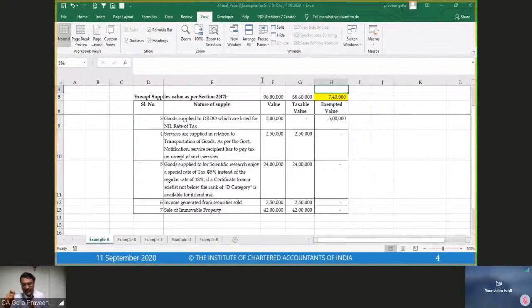Sanjana says, I gave her, yeah, okay, Sanjana, I have noted that. Madhumita says 740 exempted service. You're right, Madhumita. Ravi says, explain the point below, income generated from security sold and sale of immovable property. Ravi, I have explained this when Hiba raised that question. Hope that is clear.